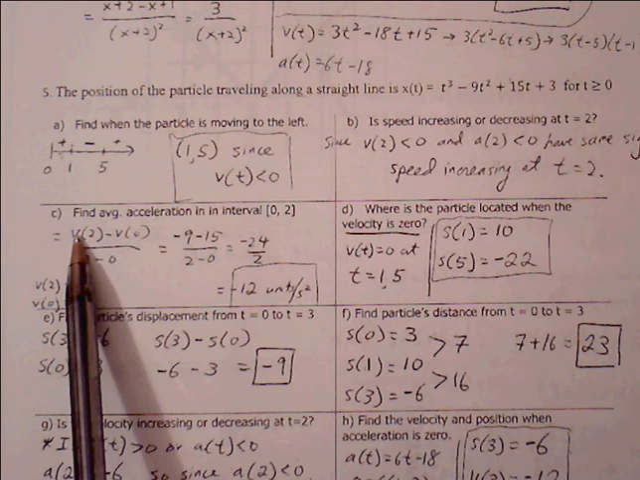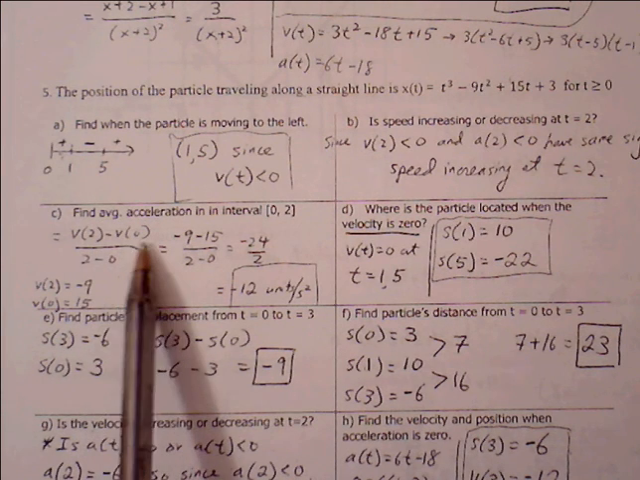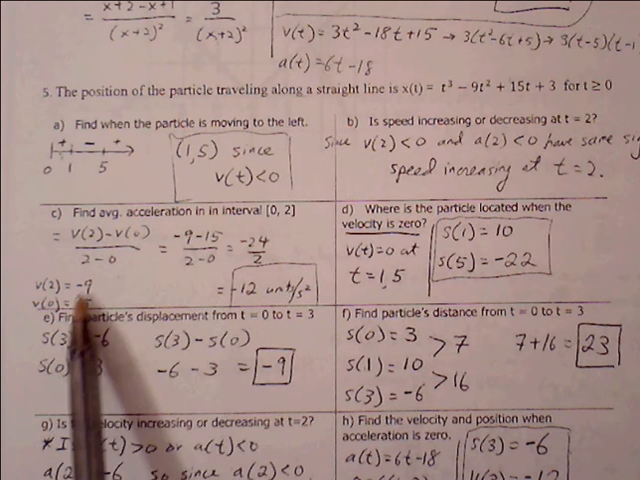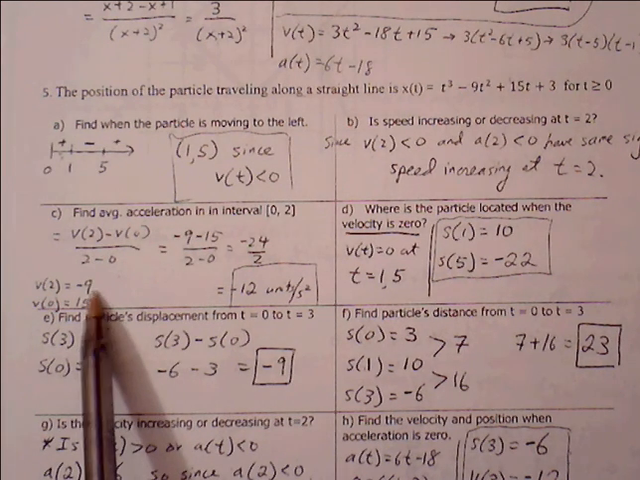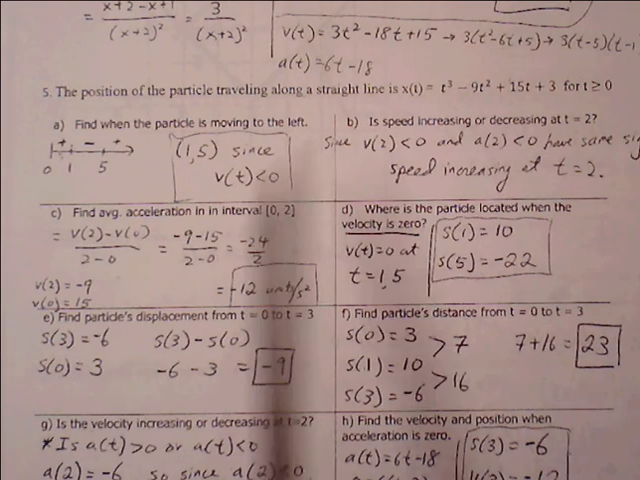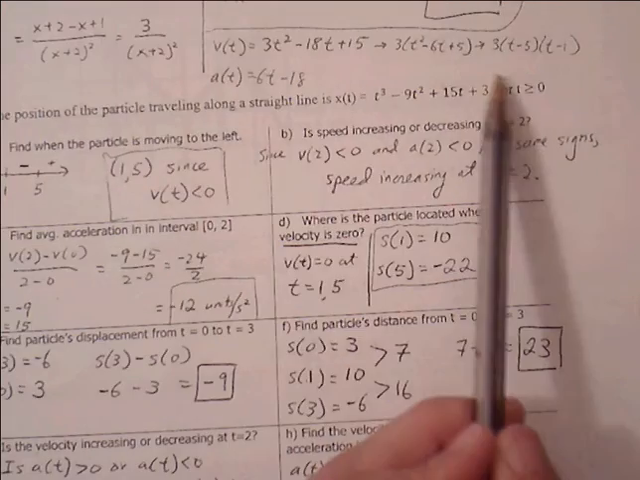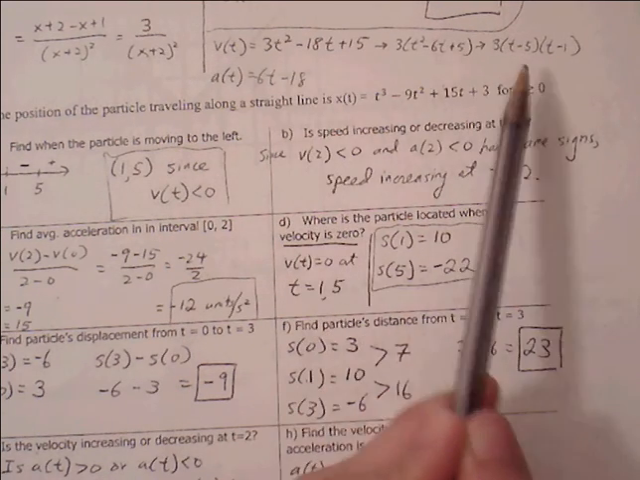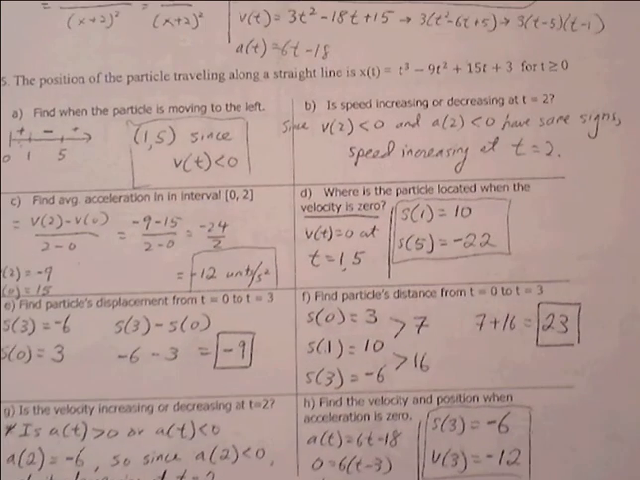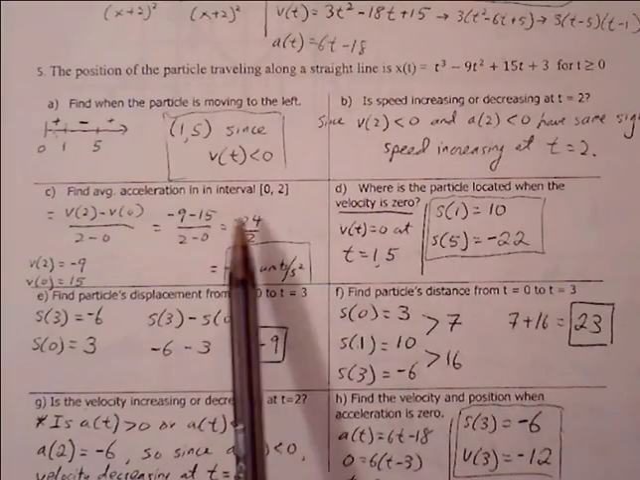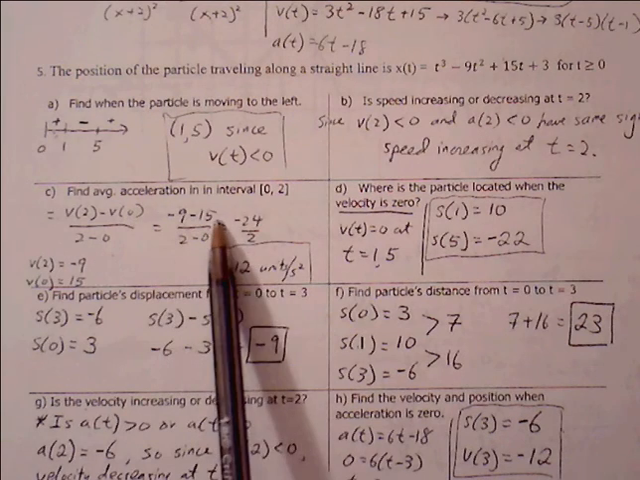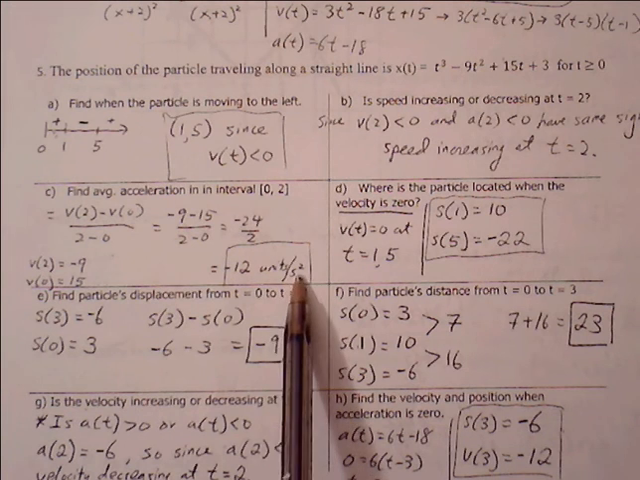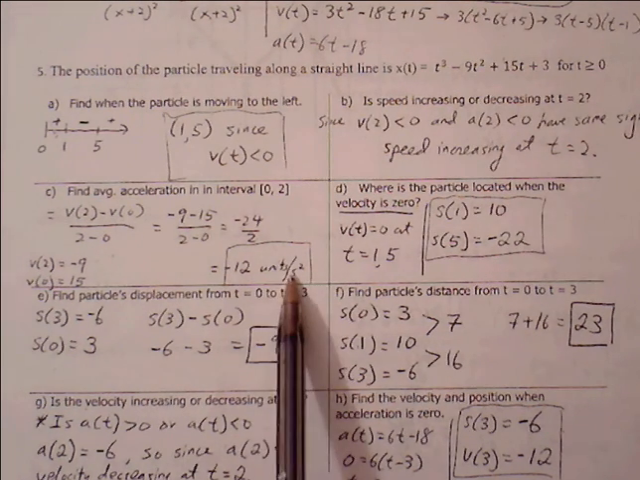So for average acceleration between two endpoints, we're going to find velocity at 2 and velocity at 0. Plug 2 into the velocity, plug 0 into the velocity. We get negative 9 for v of 2, and v of 0 will be 15. We're just plugging 2 and 0 into the velocity function, either the factored form or the original expression. They're all adequate. So v of 2 minus v of 0 over 2 minus 0, that's negative 24 over 2, which is negative 12 units per second squared. Acceleration has this unit of measure.